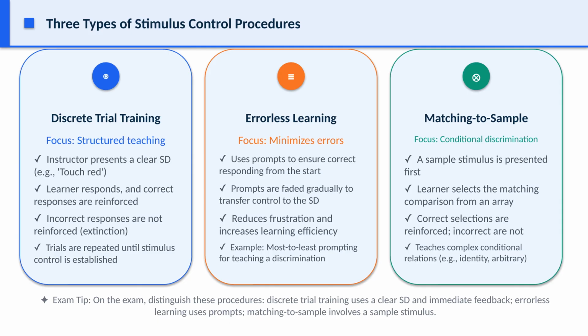Errorless learning proactively prevents errors by using prompts that are systematically faded, transferring control to the natural SD while reducing learner frustration. This is especially effective for learners prone to errors or with learning challenges. Matching to sample presents a sample stimulus, requiring the learner to select the matching comparison from an array, reinforcing only correct selections to teach complex conditional relations such as identity or arbitrary matching.